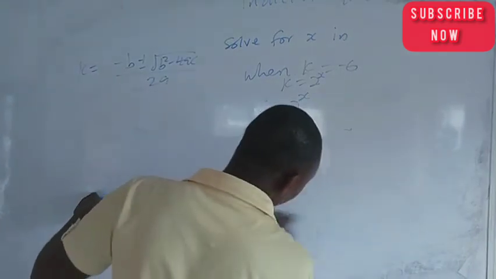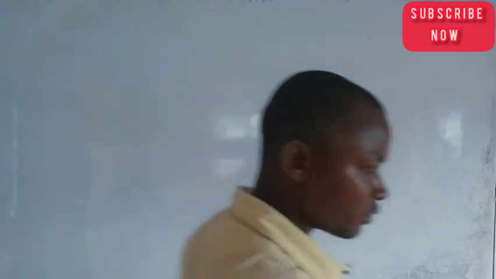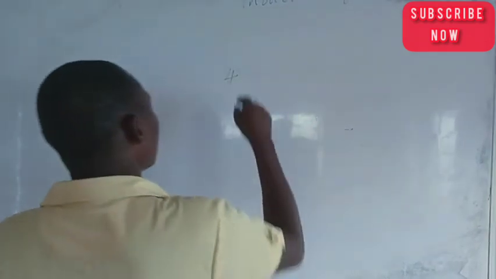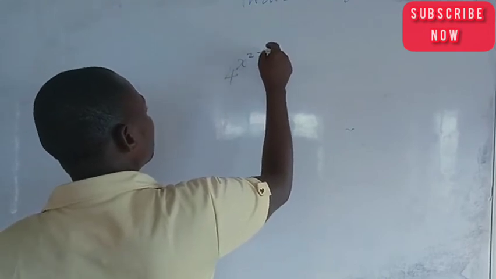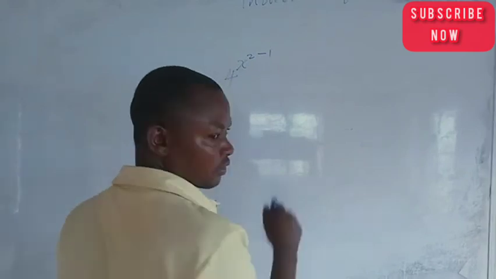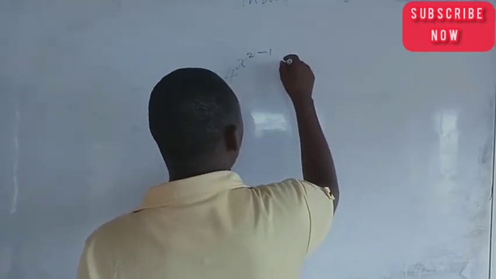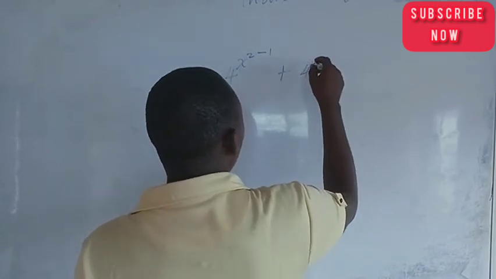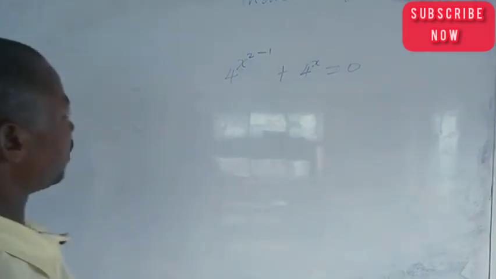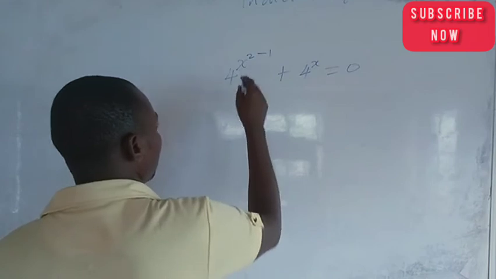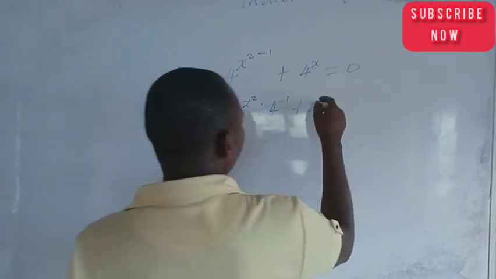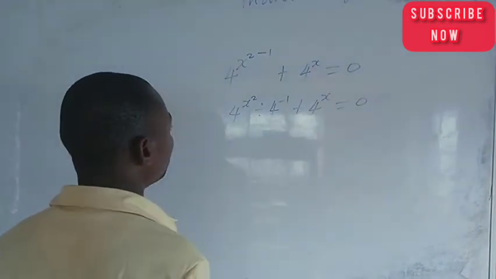So let me give you more. Look at this kind of question. 4 raised to the power s squared minus 1 plus 4 raised to the power s equals zero. In this kind of situation, we are going to do the reverse. That is 4 raised to power s squared divided by 4 raised to power 1 plus 4 raised to power s equals 0.